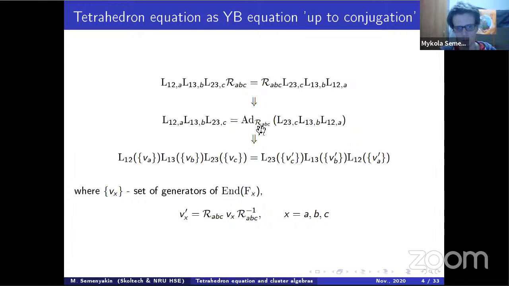And this action by the R matrix, as a conjugation, we can think of as an action of some internal automorphism of the product of a triple of such algebras. So A, VB, and VC, we think of as a set of generators of an algebra of operators on a space of this type. So here we have a conjugated set of operators, conjugated by the R matrix which acts in a triple of such spaces.